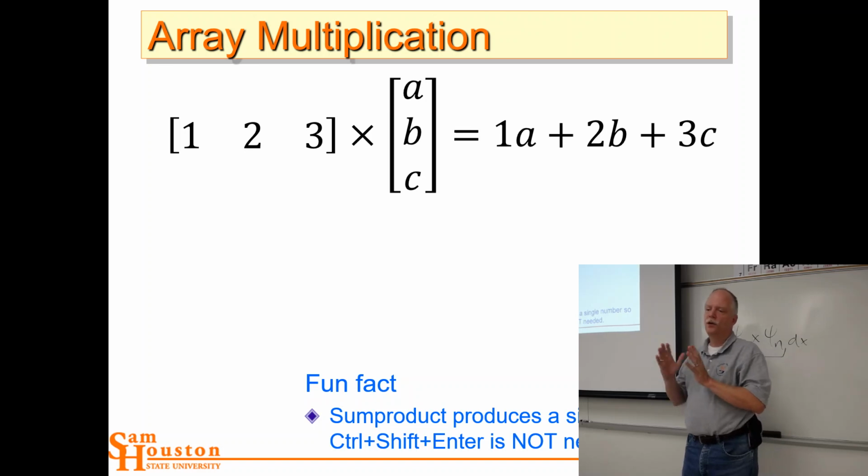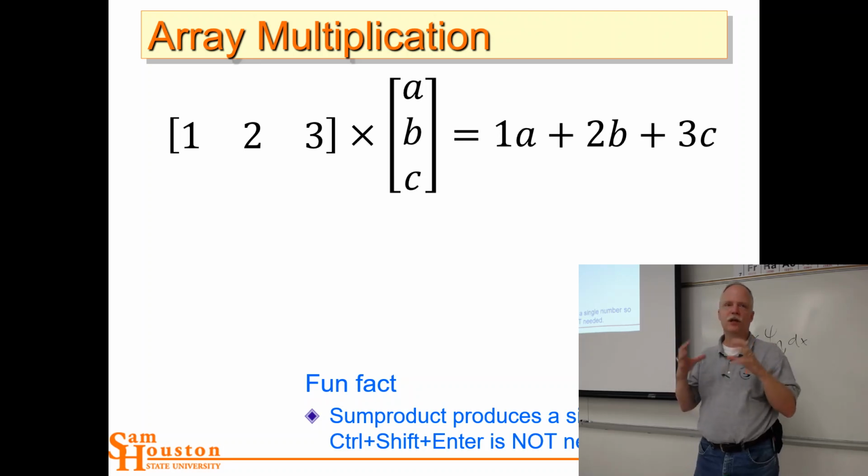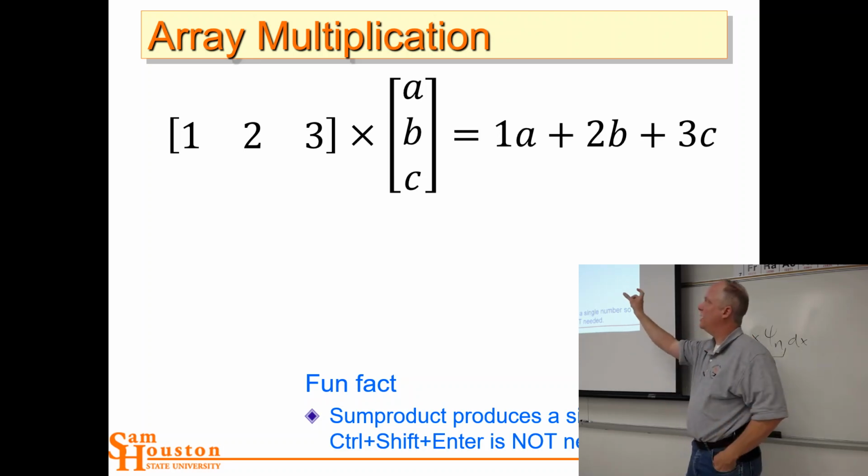So that's what's going on with matrix multiplication: you have a row times a column, and it's added together to form the result. So this 1 by 3 row matrix times a 3 by 1 column matrix would yield a 1 by 1 result matrix, or just a single number.